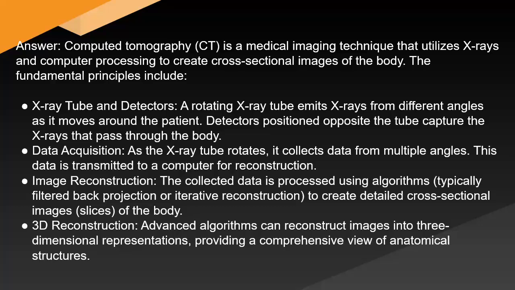A rotating X-ray tube emits X-rays from different angles as it moves around the patient. Detectors positioned opposite the tube capture the X-rays that pass through the body. Data acquisition: as the X-ray tube rotates, it collects data from multiple angles. This data is transmitted to a computer for reconstruction.